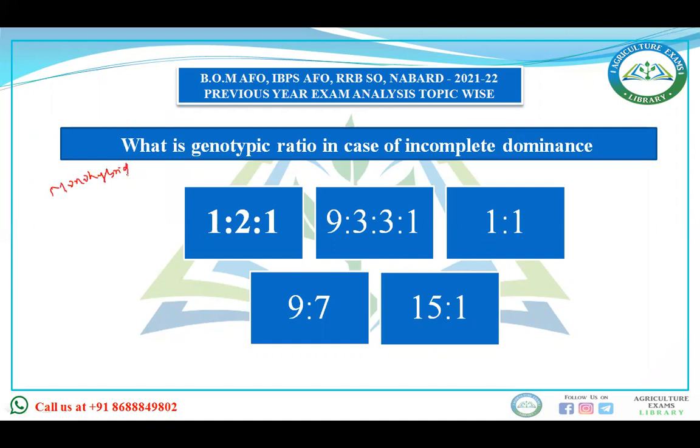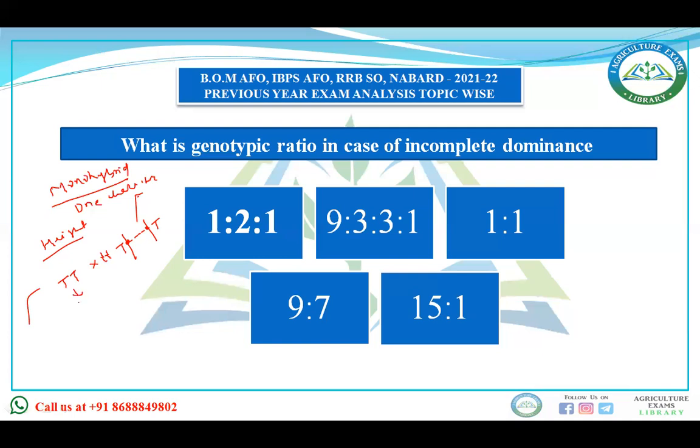Monohybrid cross means we are studying only one character. Suppose you have taken the height of the plant. You know what a gene or an allele is: alleles are the alternative forms of a gene located on the same locus of the homologous chromosome. Then suppose you have taken a pure tall plant crossed with a pure dwarf plant.